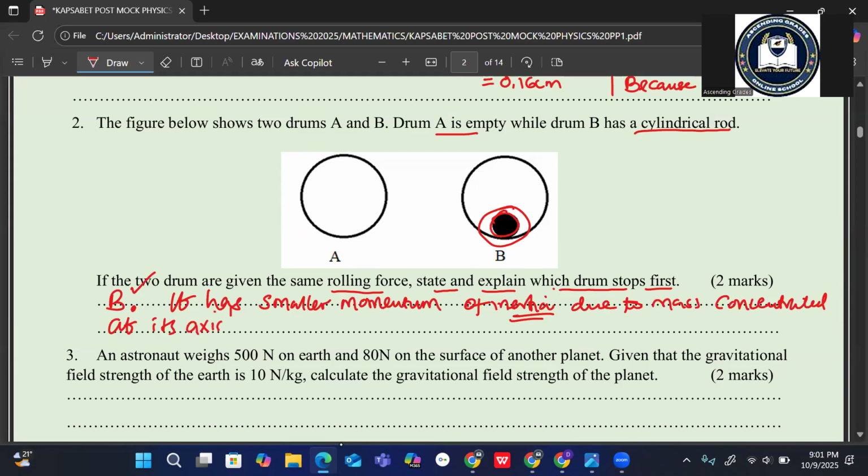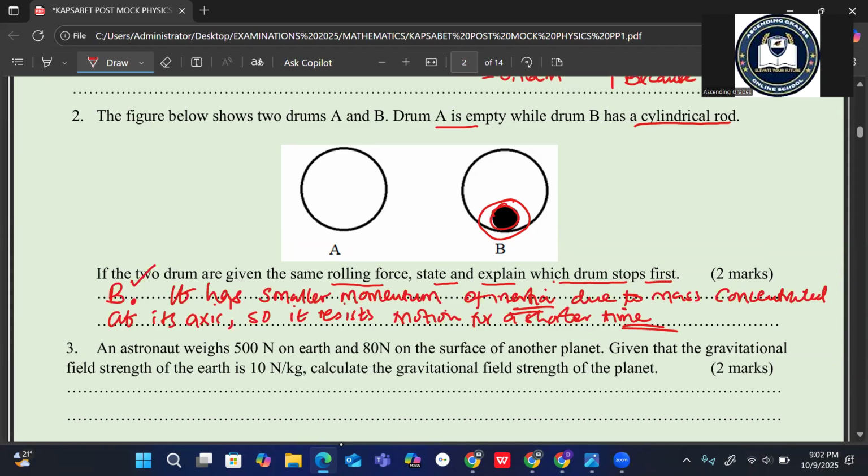At its axis. So it resists motion for a short time. So B is the one that will be moving a shorter distance, or in short, it is going to stop very fast.